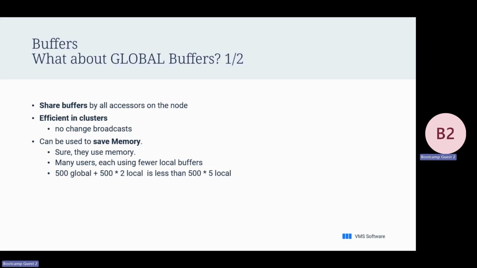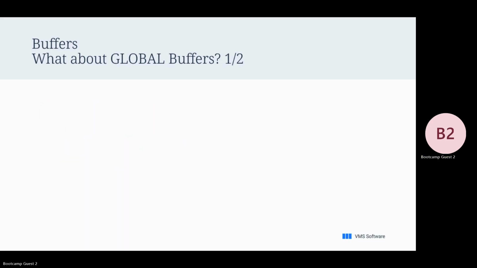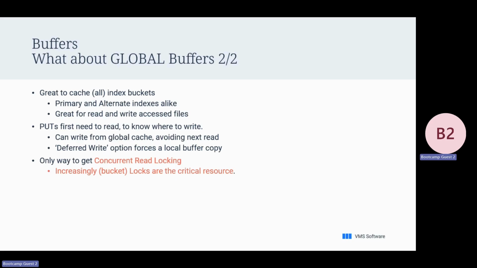Right, it's global buffers. Oh, I was cute on that slide. 15 more minutes. Yeah, almost done, right? So global buffers is the important part anyway. So that's the way to cache the index buckets and their alternate and primary keys. It's all fine.